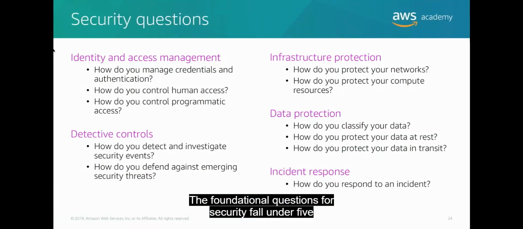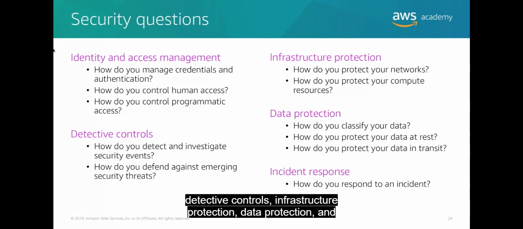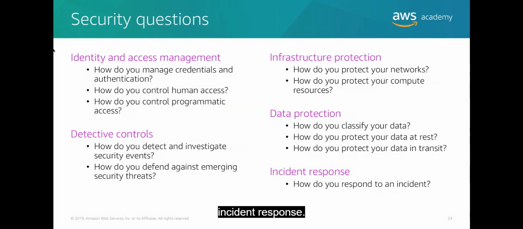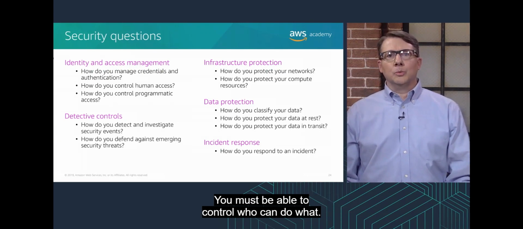The foundational questions for security fall under 5 best practice areas known as identity and access management, detective controls, infrastructure protection, data protection, and incident response. Before you architect any system, you must put security practices in place. You must be able to control who can do what.